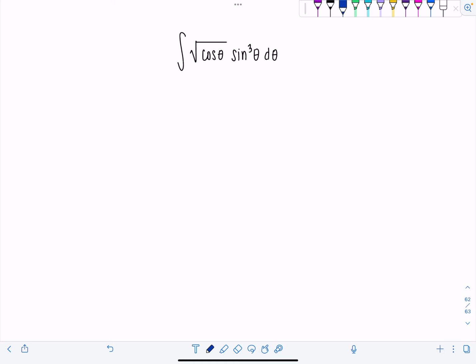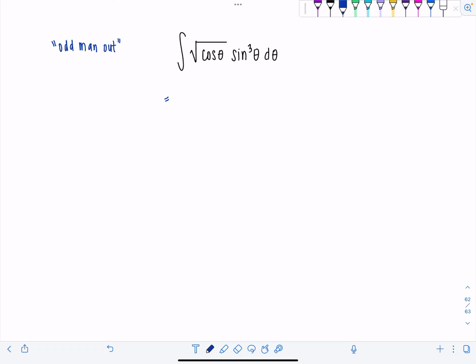When you have products of sines and cosines, generally the rule is you want to look for whichever function is raised to an odd power and then take the odd man out. So what do I mean by that? Well, the radical cosine theta is already kind of stuck, but see how sine is raised to the third power? That's an odd number.